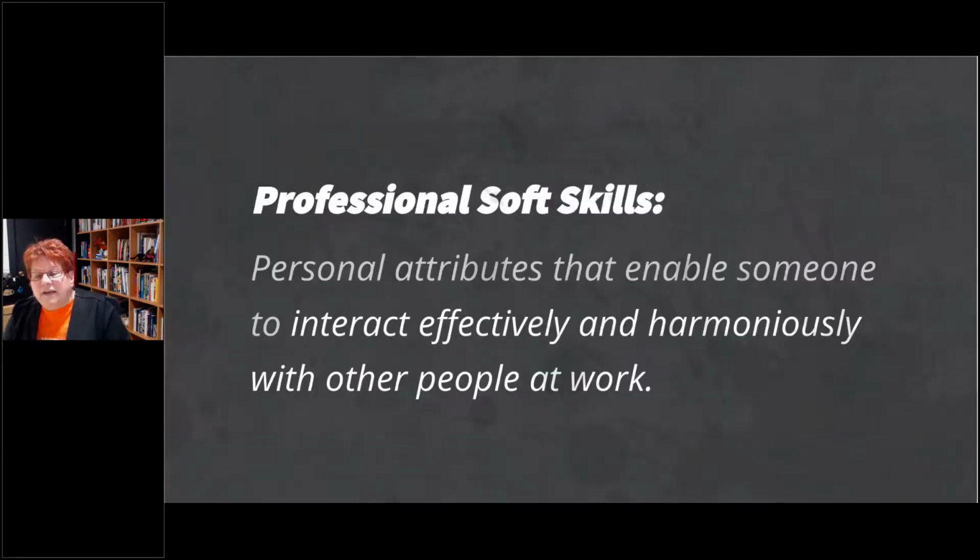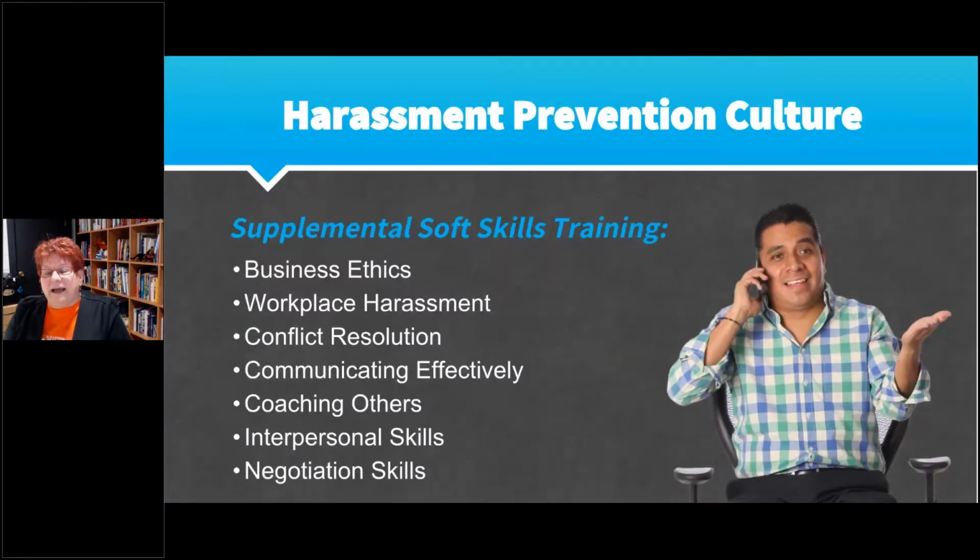Now, professional soft skills are, of course, based on our soft skill library. Soft skills in general are attributes that enable someone to interact effectively and harmoniously with other people at work. Because of that, harassment doesn't happen in a vacuum. Harassment is something that's happening in your culture. And if it's happening in your culture, it's because there's something in your culture that's allowing it to take place. Some cultures just nip that right away.